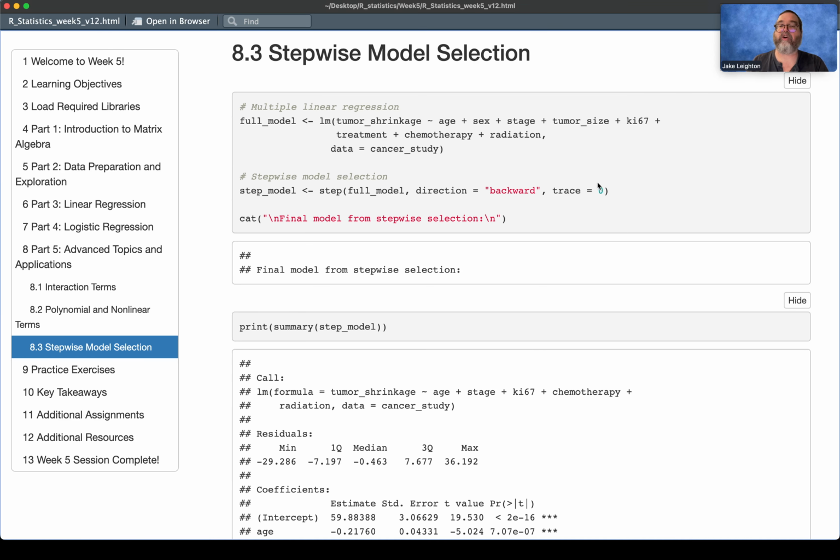And trace equals 0 just means it's not going to talk about it. The higher you go on trace, the 1, 2, it tells you more about what it's doing, and gives you the AICs and all those values below. We don't want that information. We want just the final model.